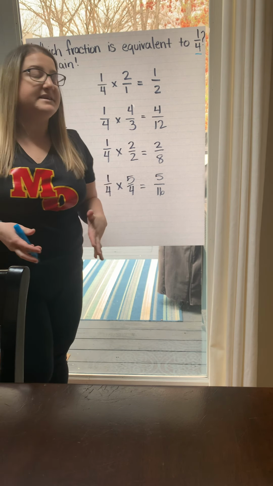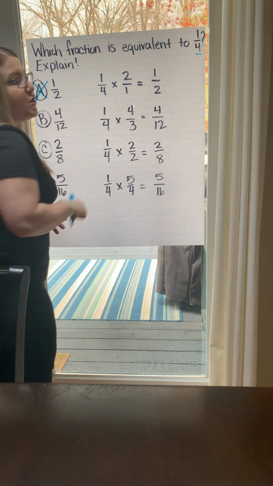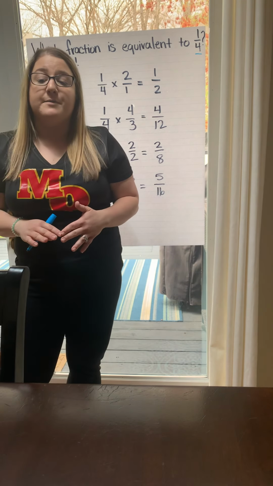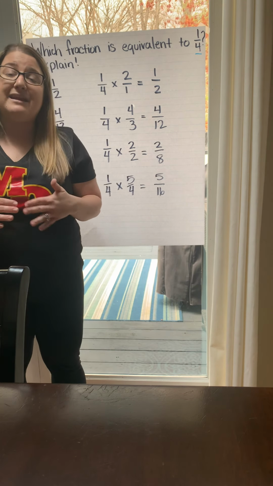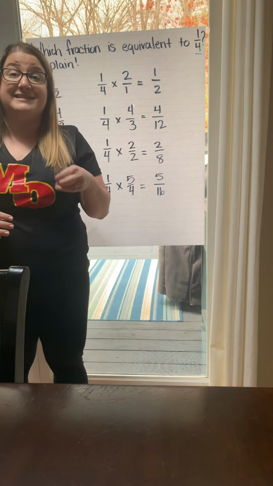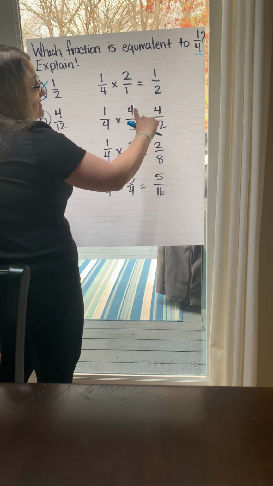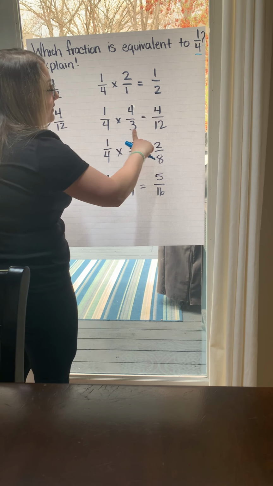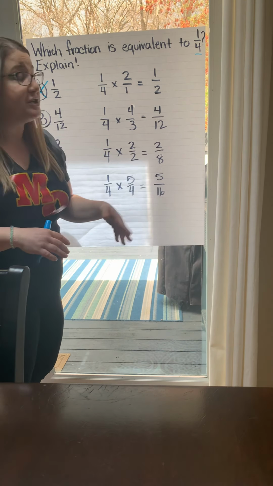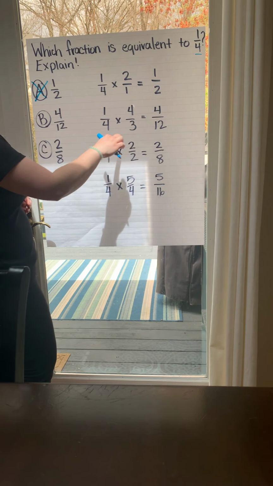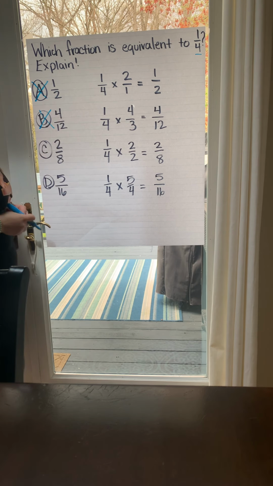And what that means is the numerator and the denominator have to be the same number. We know from our multiplication rules that we learned about earlier in the year, the identity property states that anything times 1 is equal to itself. So a fraction with the same number in the numerator and the denominator is equal to 1. And that's the only way we can find an equivalent fraction. So though the multiplication is right here, 4/12 is not equal to 1/4. So B cannot be correct.